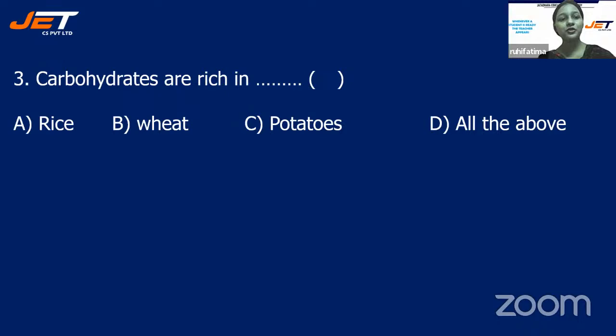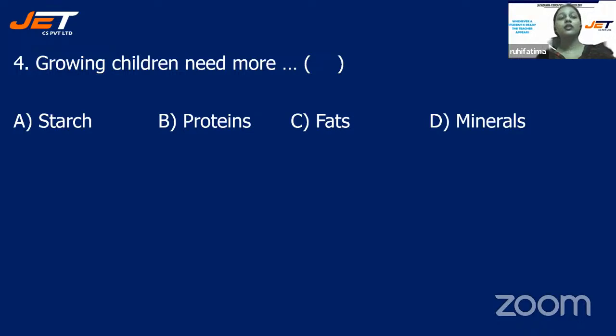But we have other options also, that is rice and wheat. The correct answer for this is all the above, because carbohydrate is present in rice also in huge amount, in wheat as well as in potatoes. So the correct answer will be all the above. Now let's move to the next question.